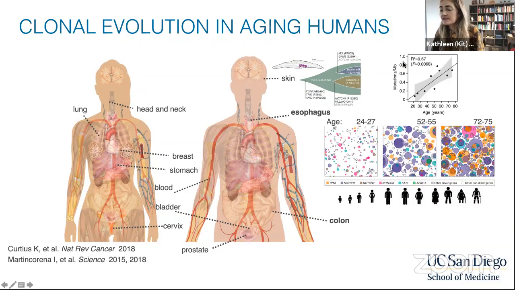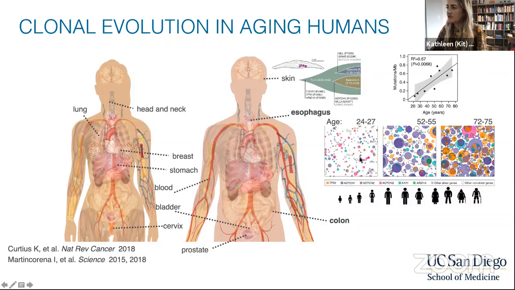This was also seen in the esophagus. Looking at patients that were healthy, ranging from ages 20 to 75, to the researchers' surprise, they found that although the mutation rate was much higher in normal sun-exposed skin due to the UV exposure, the types of clones that grow in the esophagus carried a lot of cancer-promoting gene mutations.